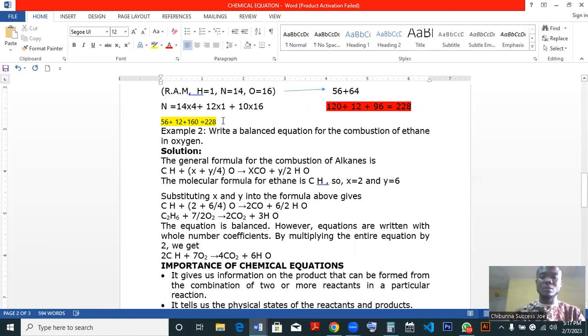Okay. Now let us go to example 2. So write a balanced chemical equation for the combustion of ethane in oxygen. Now, the general formula for combustion of ethane is CxHy plus what?